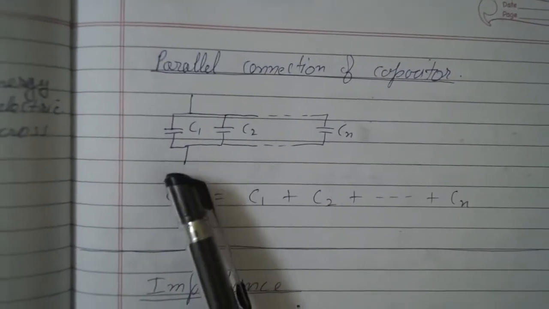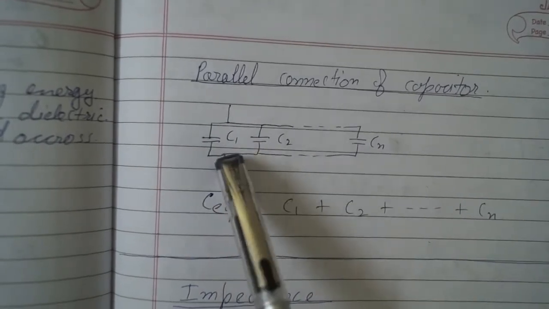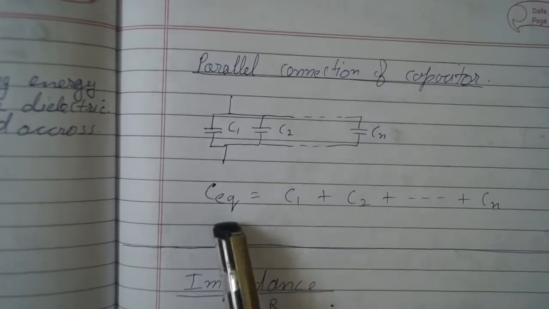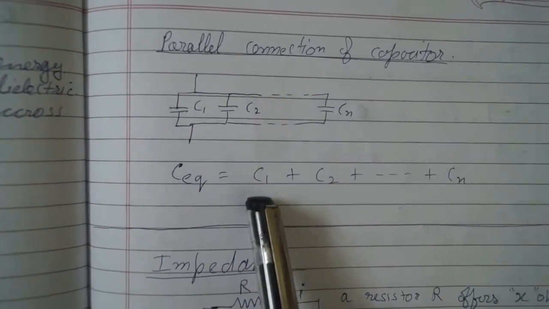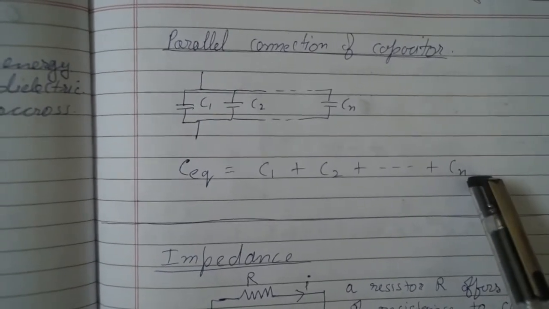Okay, then we have parallel connection of capacitors. When we connect the capacitors in parallel, the equivalent capacitance is given by the sum of the individual capacitances up to n times.